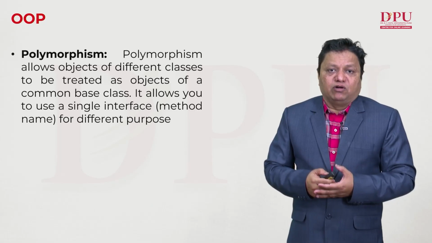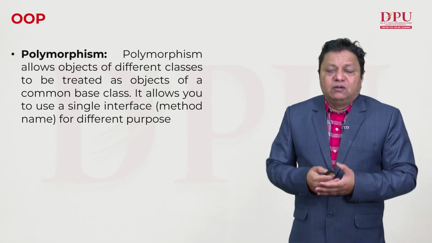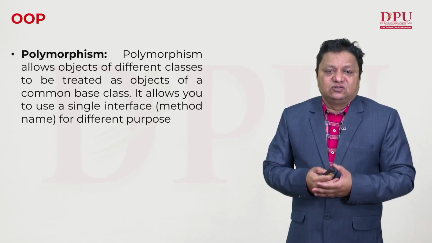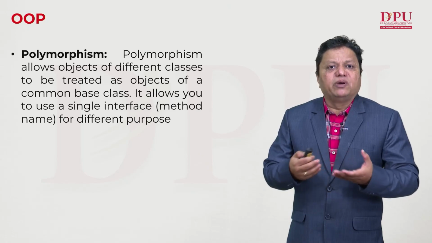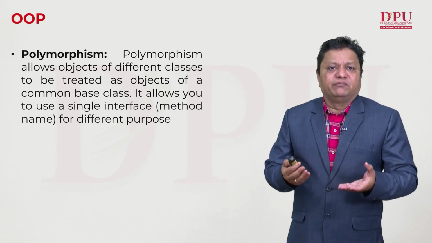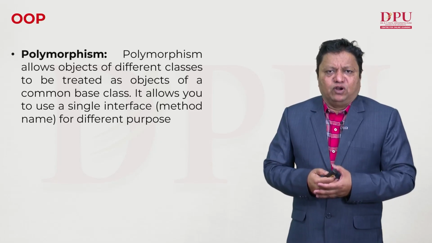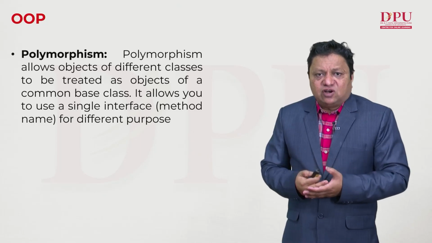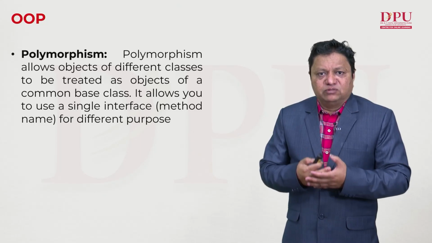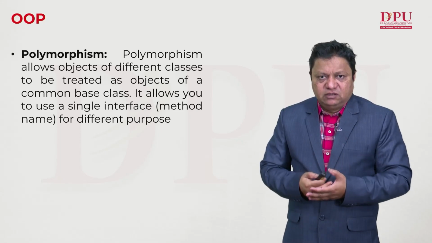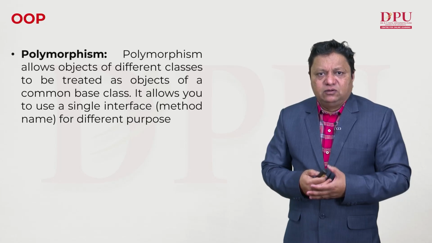Next is polymorphism. Polymorphism means what? Polymorphism allows objects of different classes to be treated as objects of a common base class. It allows you to use a single interface for different purposes. The best example of polymorphism is the plus operator. The plus operator performs multiple tasks based on the input values that you provide. For example, if I provide two numbers to the plus operator, what will the plus operator do?